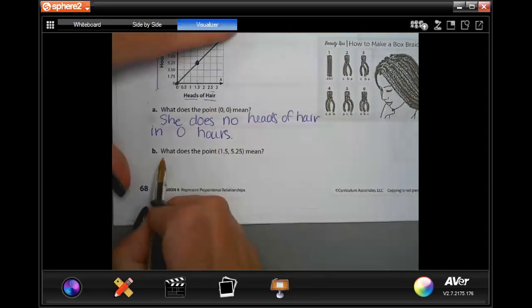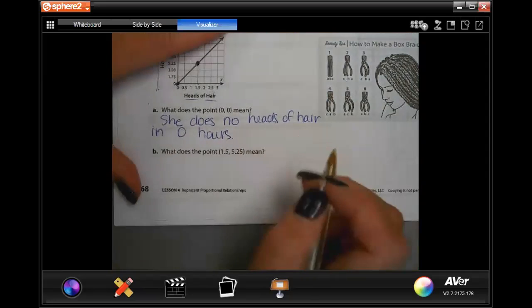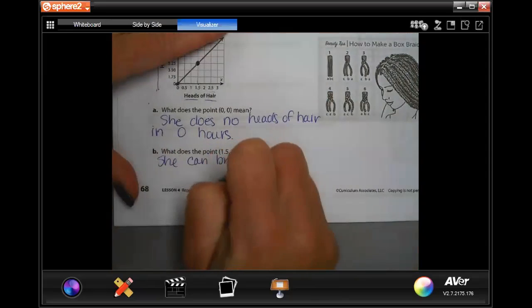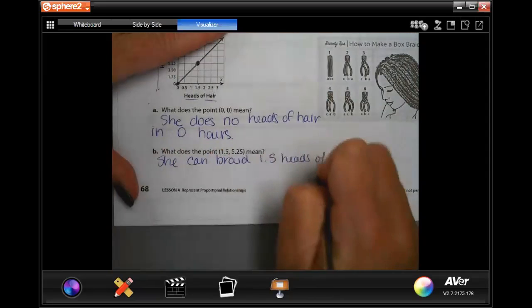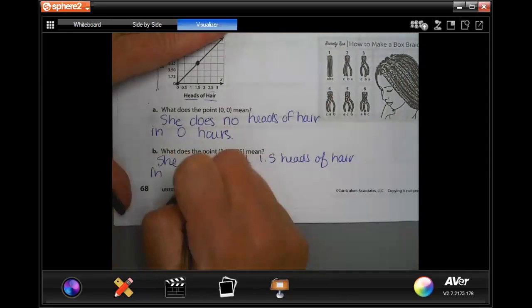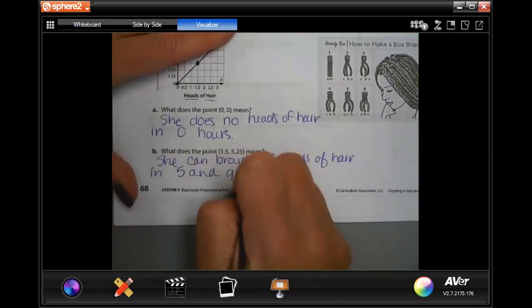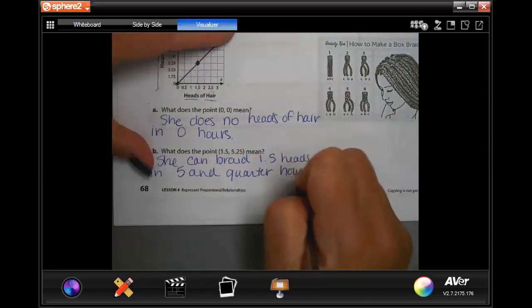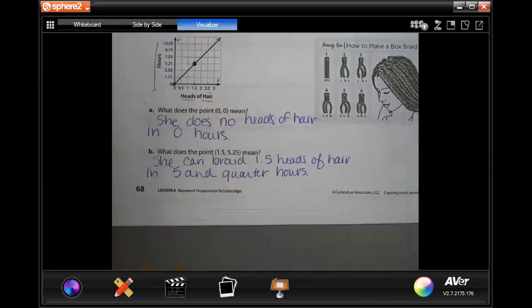All right, now what does the point 1.5 and 5.25 mean? It means she can braid 1.5 heads of hair in 5.25 hours. Okay, so that is what that means. All right, cool. Good job.